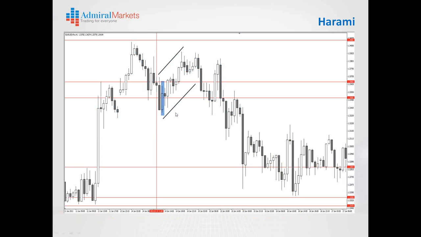And we can spot that in this example. You see a Harami pattern. The body of the second candle is completely engulfed by the body of the previous candle. You see how this white body is engulfed by this black candlestick. And again, it's a sort of support. And we had a bearish flag. But nonetheless, it's a support.